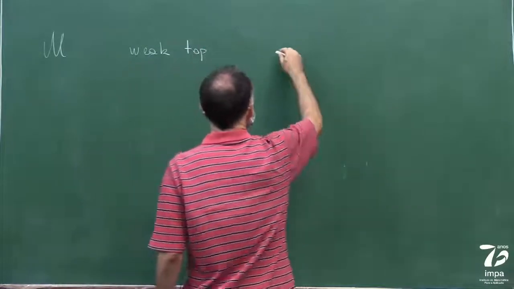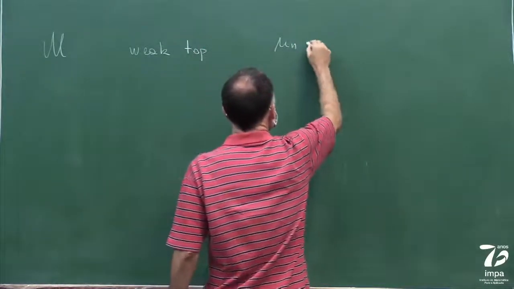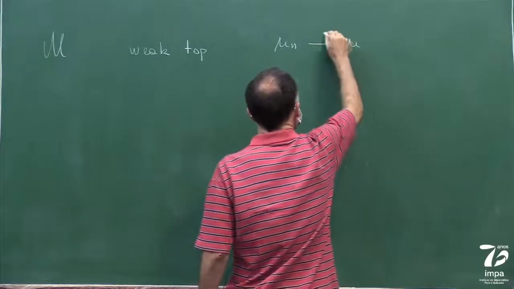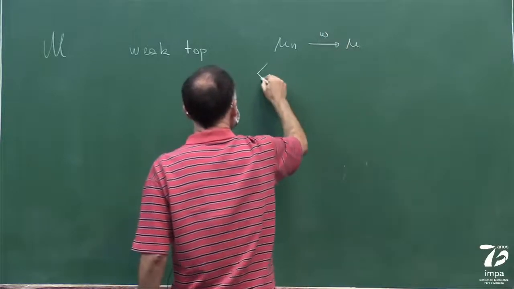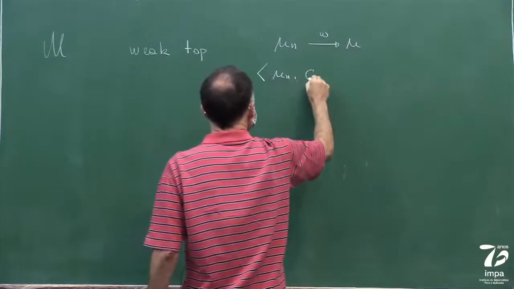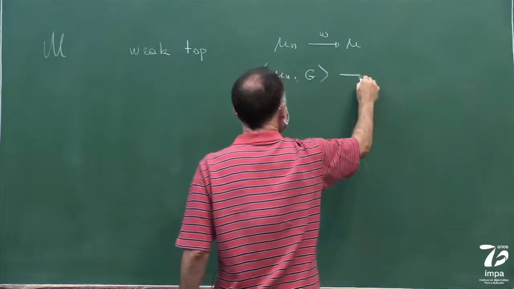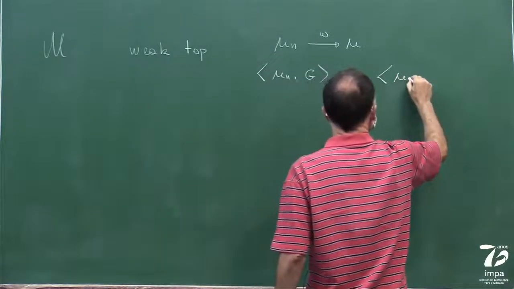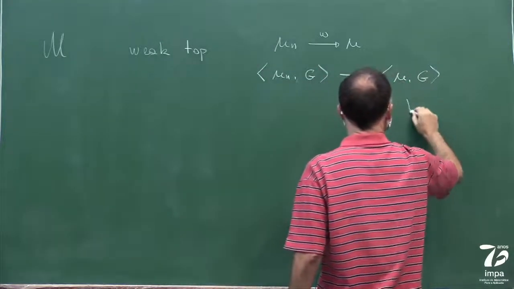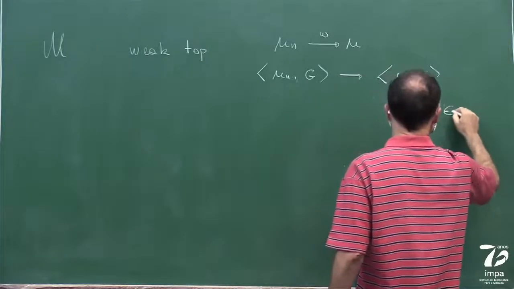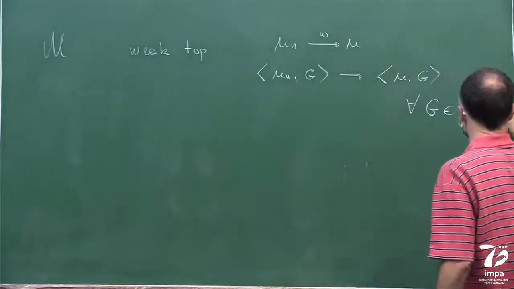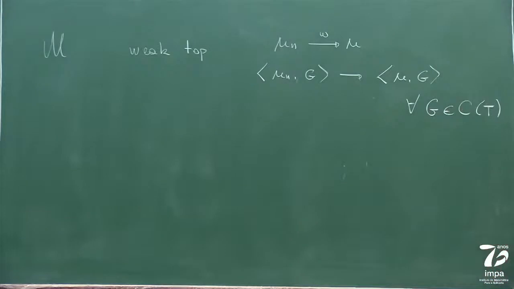So I'll say that a sequence mu n converges to mu weakly if the integral of any continuous function converges to the integral with respect to mu. So this is the weak topology. I'll say that the sequence of measures will converge to mu if this is true for all continuous functions.